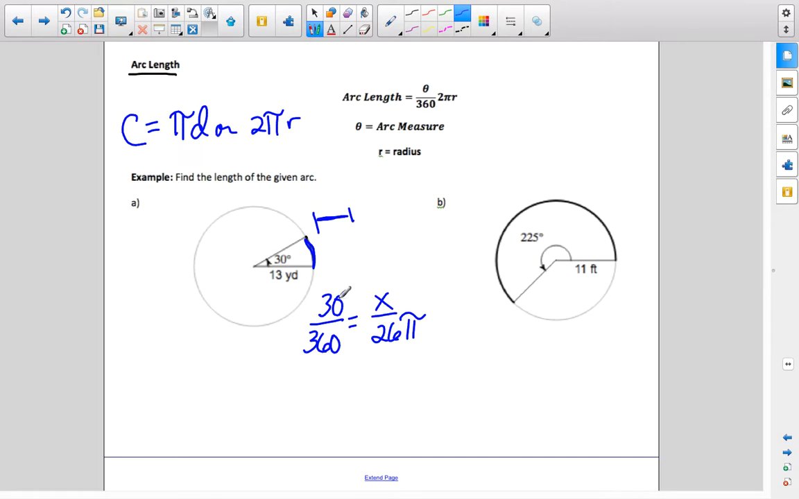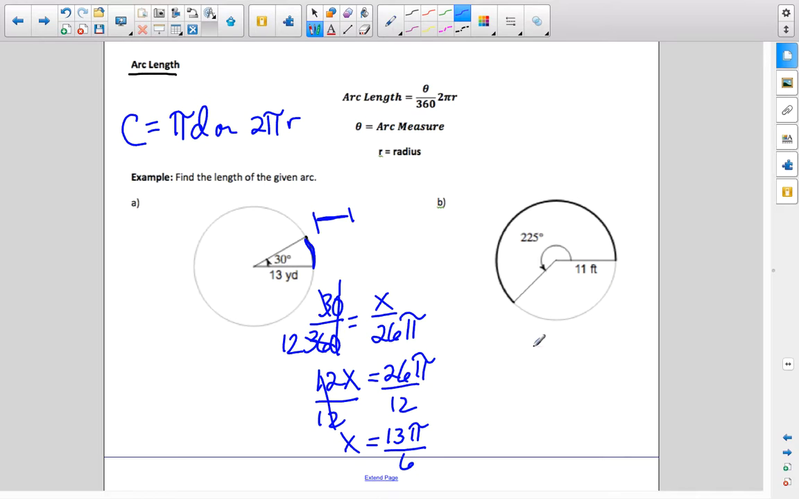Now 30 over 360 can be simplified to 1 over 12. Cross multiply, and we have 12x equals 26 pi. Dividing by 12, x equals, and 26 over 12 is the same as 13 over 6 when I reduce these two numbers by dividing by 2.